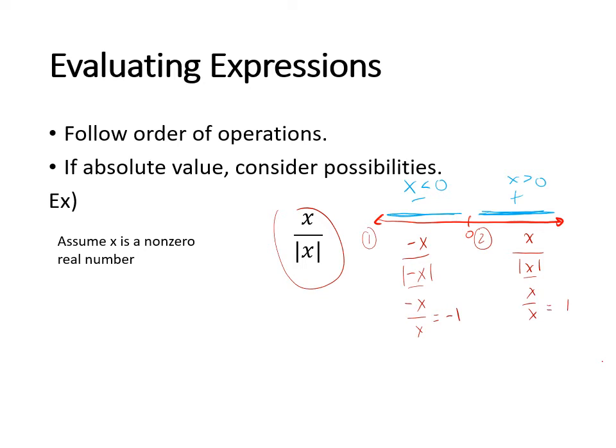So how do we say both of these things? Well, we would say that this expression evaluates to negative 1, and then this semicolon says whatever I write after this are the conditions that make this true. So this is for when x is less than 0, and it's 1 for when x is greater than 0. That's a greater than sign, not a C. So that's it. That is how you would have to answer that question.